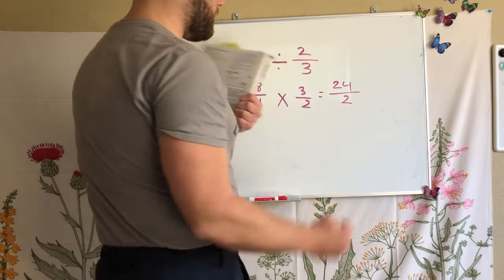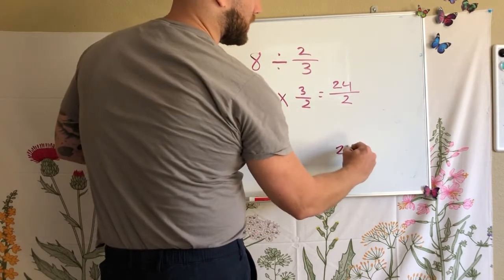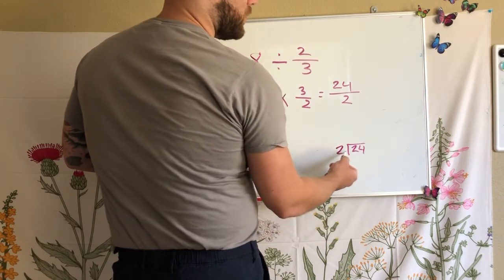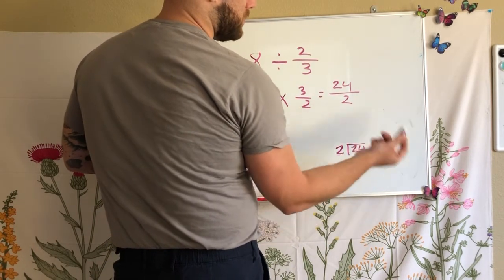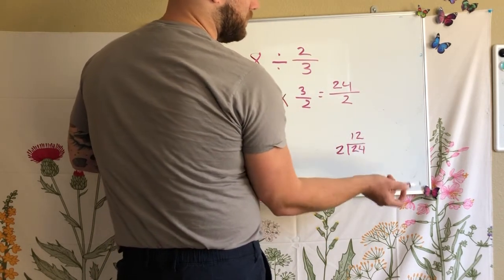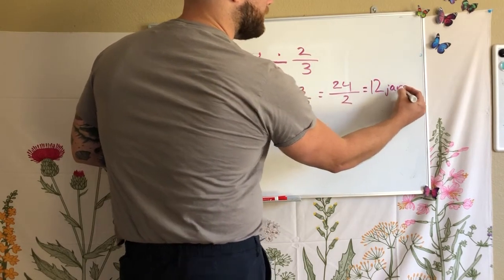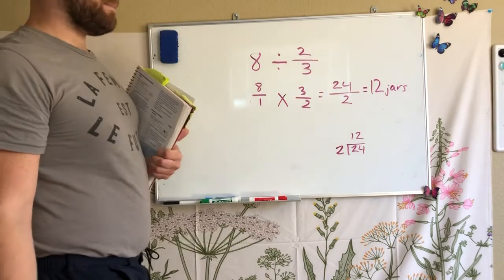So, what can I do there? Just like so. 24 divided by 2, 12. Just like that.